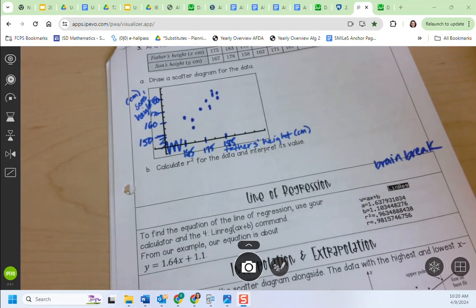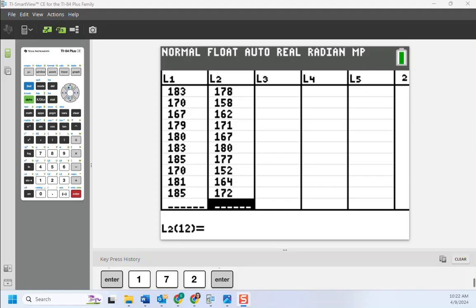Okay, once you have that scatter plot done, then you're going to enter your data into your list to calculate r squared and then interpret its value. How much time do you need for getting that data into your lists? You guys are ready? Okay.